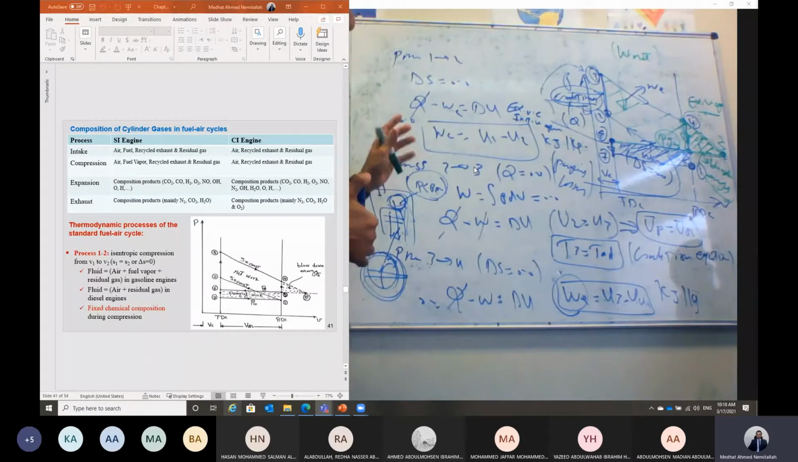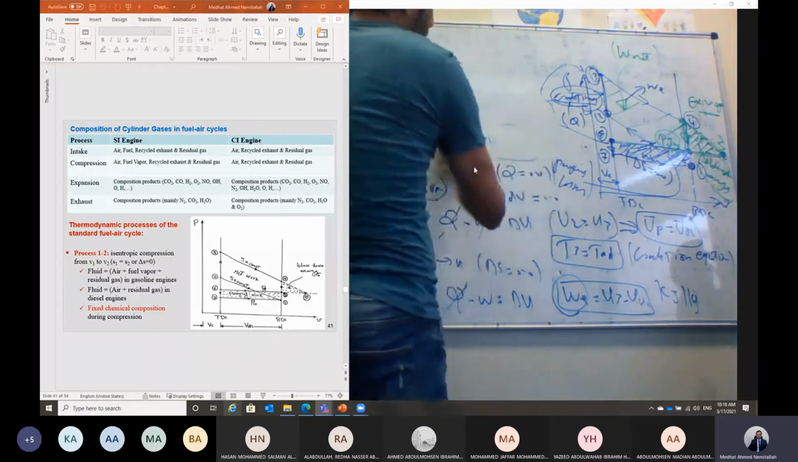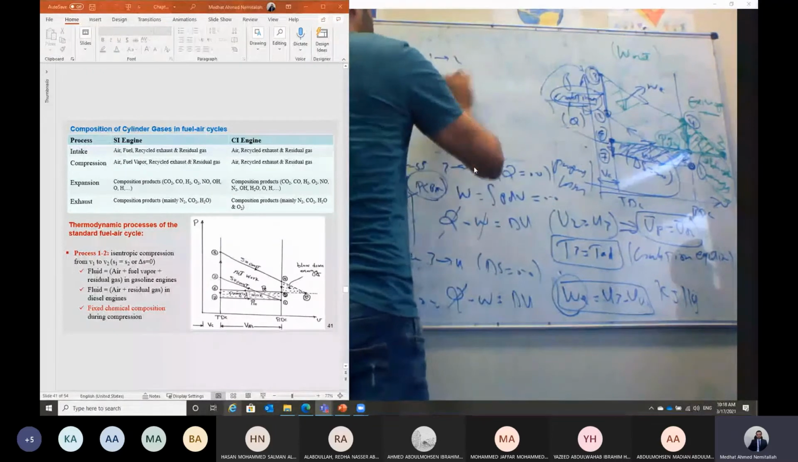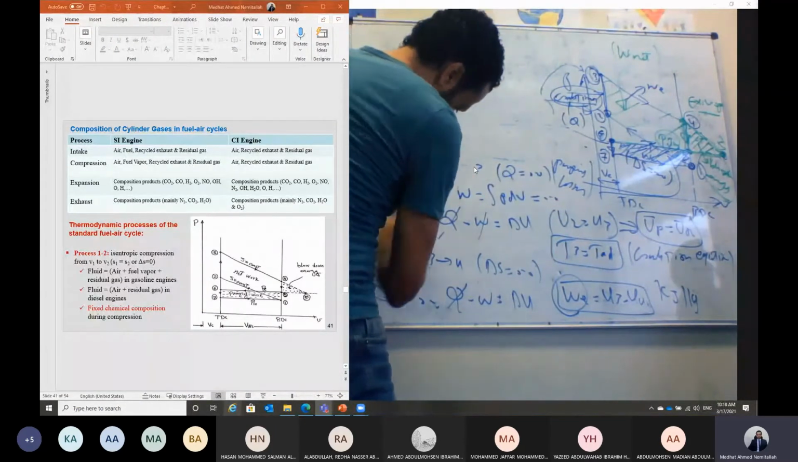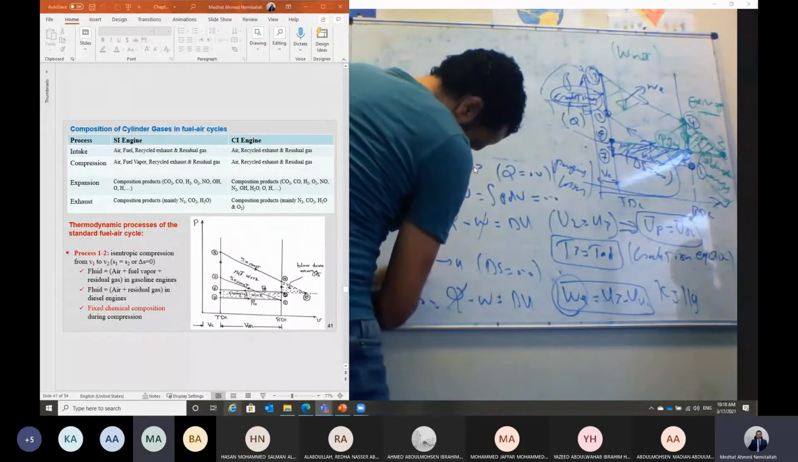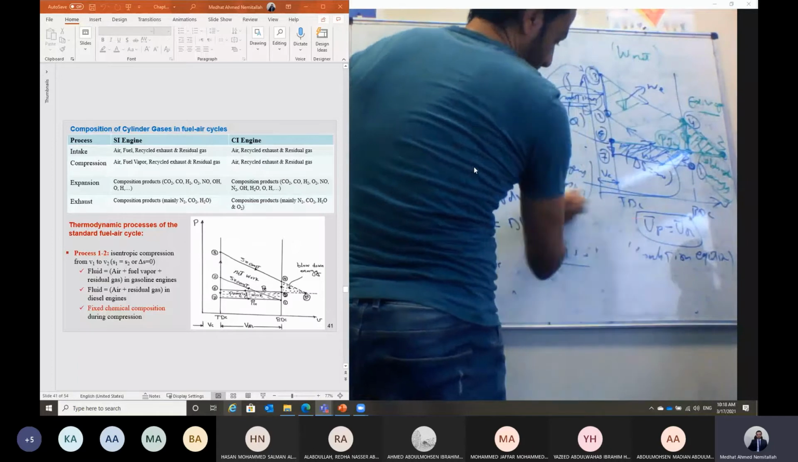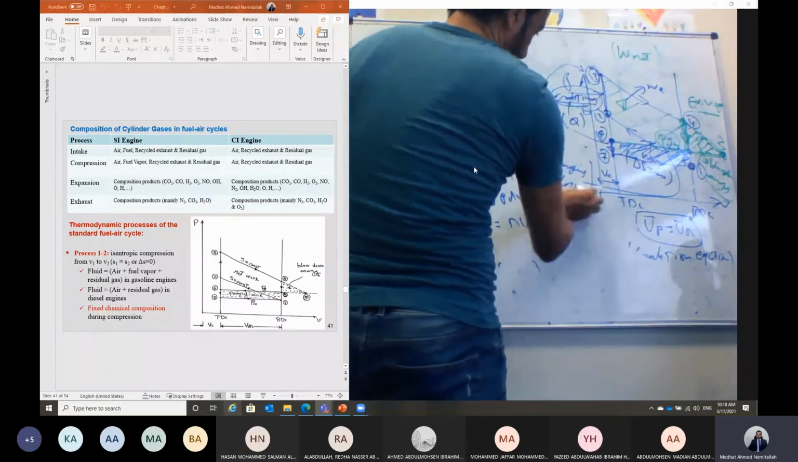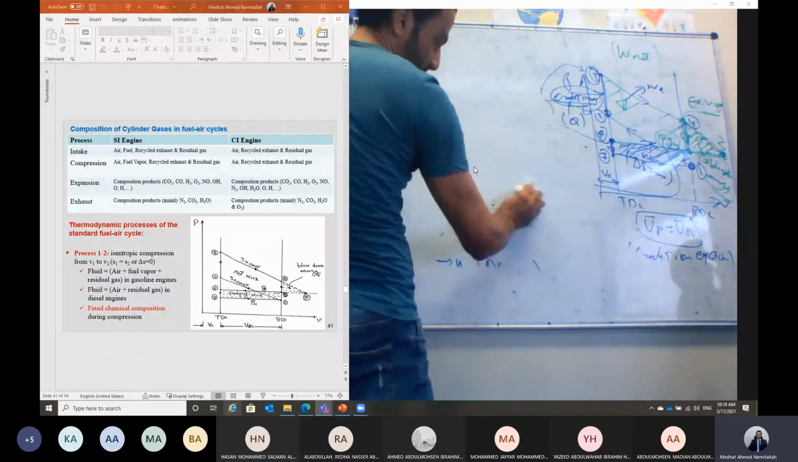But what about if we have a turbocharged engine? What will be the situation here? In case of a turbocharged engine, will this pumping work be positive or still negative? No, it will be positive. Exactly. The air is getting higher pressure. So the air in this case will be coming at higher pressure from the compressor.